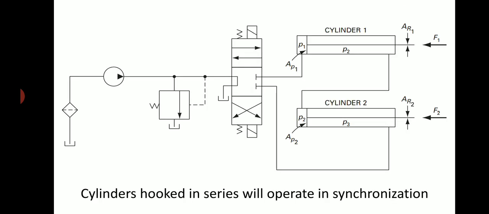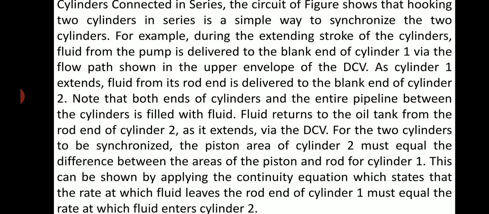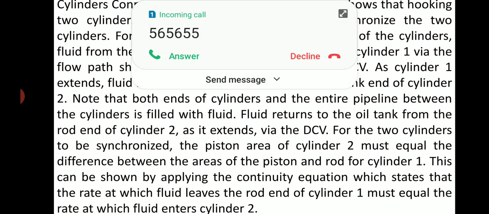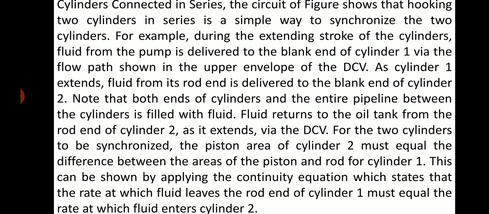Cylinders hooked in series will operate in synchronization. Cylinders connected in series. The circuit of figure shows that hooking the two cylinders in series is a simple way to synchronize the two cylinders. For example, during the extending stroke of the cylinders, fluid from the pump is delivered to the blank end of cylinder 1 via the flow path shown in the upper envelope of the direction control valve.